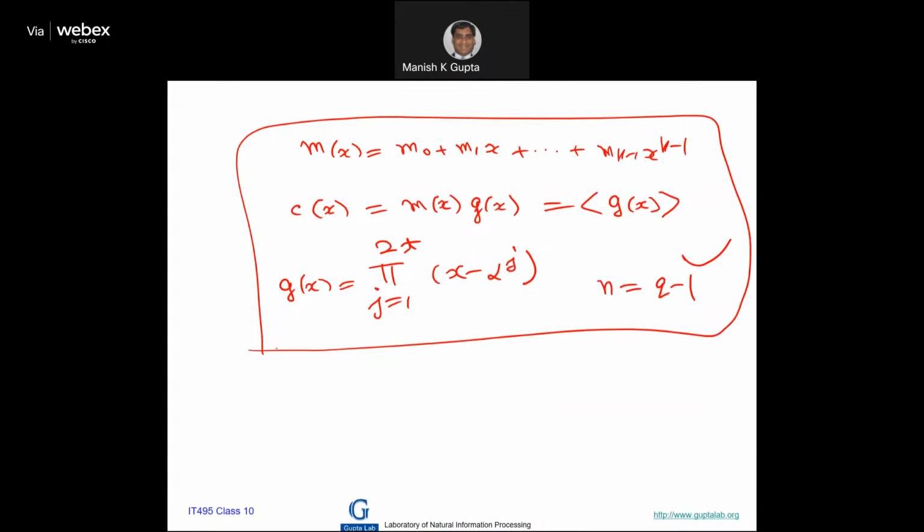What is alpha? Alpha is a primitive element. Remember primitive element? Last class I talked about primitive element. Given a field, there are primitive elements, and the order of the element is q minus 1. If the field has q number of elements, the order of a primitive element is q minus 1. And what is a primitive polynomial? A polynomial having primitive elements as roots is known as a primitive polynomial. That we have talked about last time.